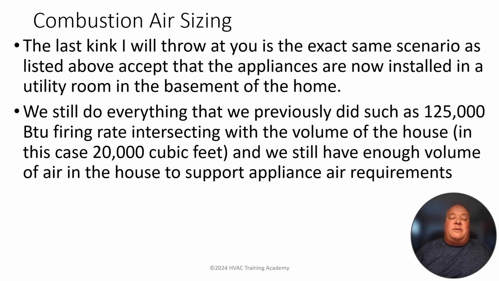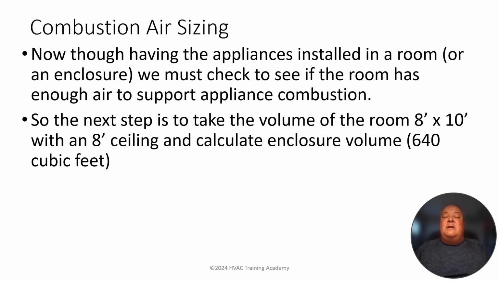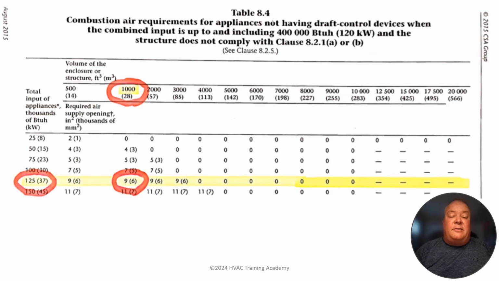And we still have enough volume in the house to support the air requirements. So now we're going to install those in a room and check to see if the room has enough air to support combustion. Again, 8 by 10 by 8. We're going to go onto the table, and you're going to see at 500, we see 9. As soon as we see a numeral there, that means we don't have enough air in the room.